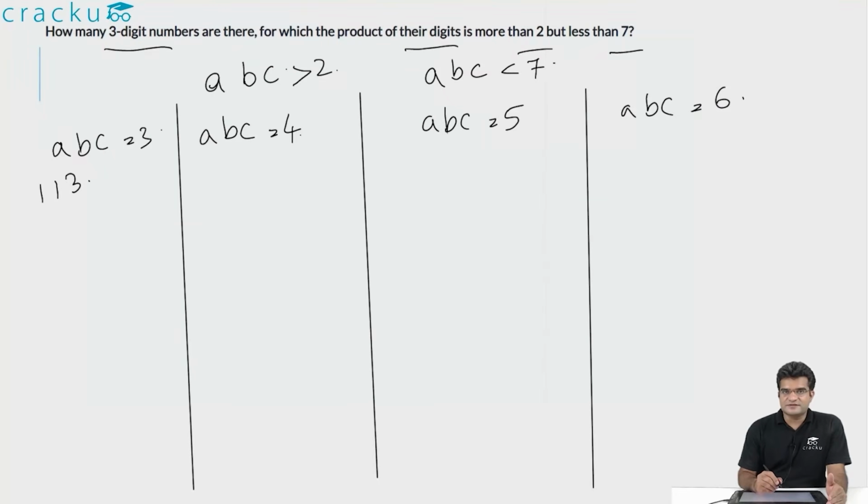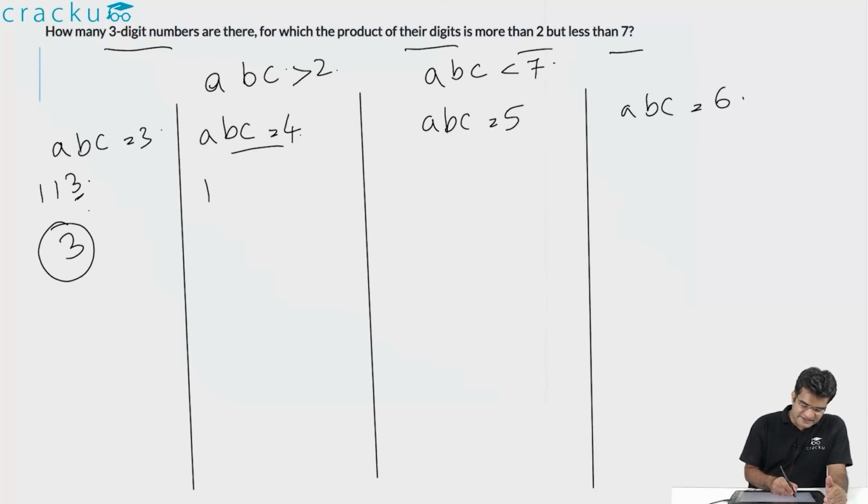And how many such numbers are possible? We have to fix 3 in either the first place or the second place or the third place. So the total number of ways in which this is possible is 3. Similarly, if you have the product of 3 numbers to be equal to 4, here you have 2 cases. One case is that they are 1, 1 and 4 in some order, or they are 1, 2 and 2 in some order. 1, 1 and 4 can be done in 3 ways.